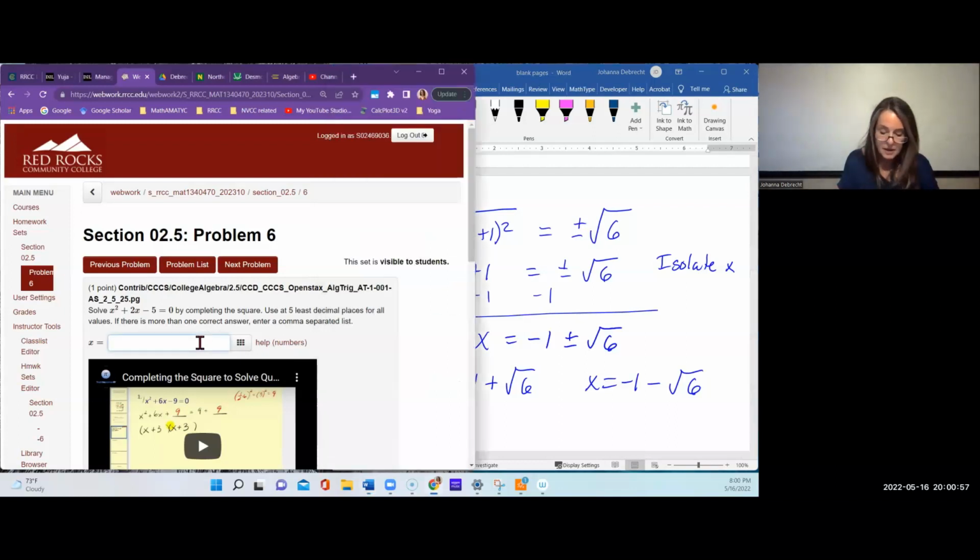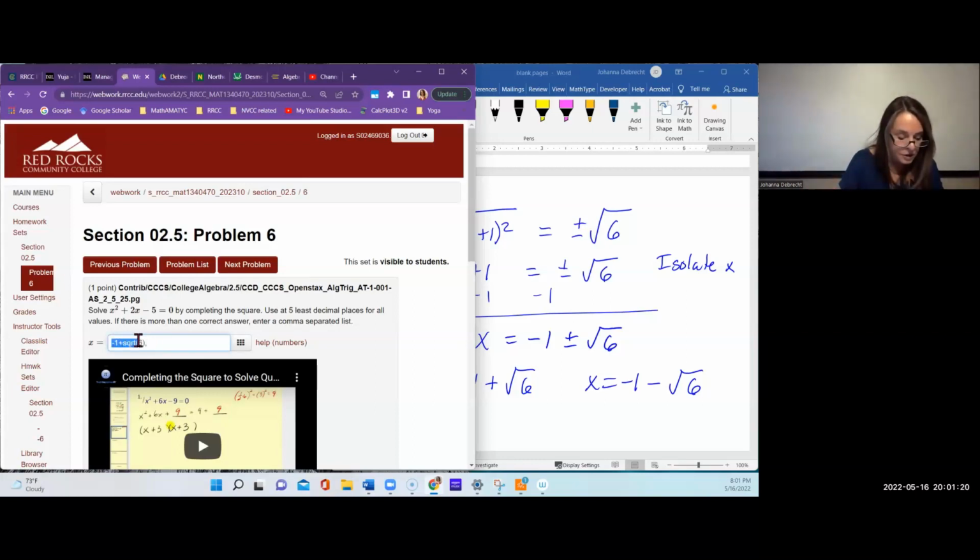We can enter them in here by using the square root function. So -1 plus SQRT, and then you can open up the parentheses, or you can click on this box and you can put a 6 on the inside. We want a comma separated list, so remember to put a comma in between.